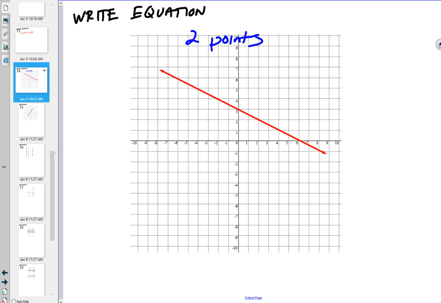I need to pick 2 points. A line is made up of an infinite amount of points. And yes, I can pick any 2 points that I want. But if I'm going to be smart about it and I know that I have to end up in slope-intercept form, what do you think would be some smart points to pick?